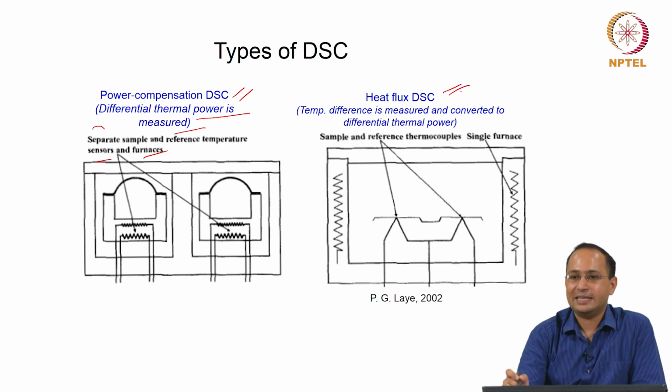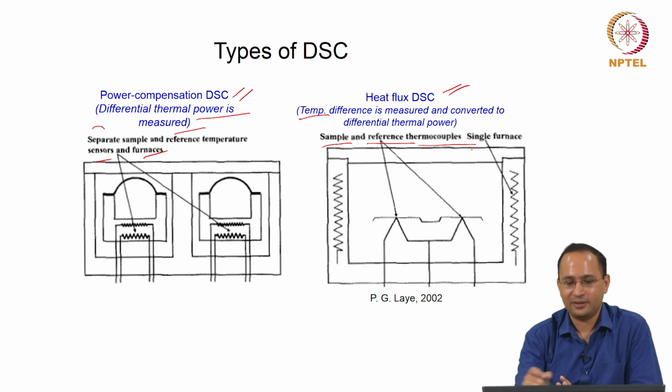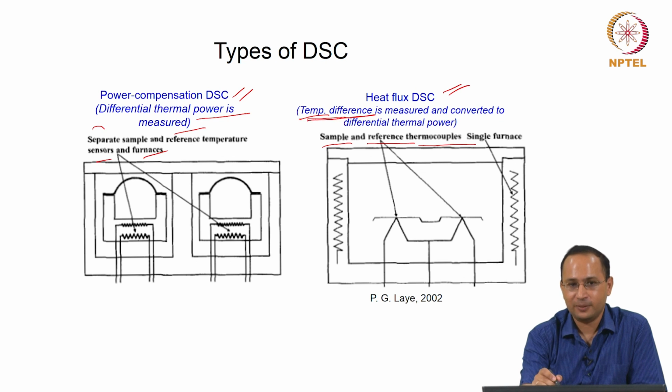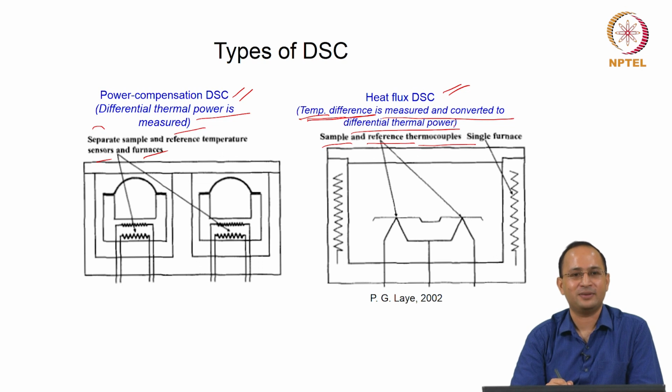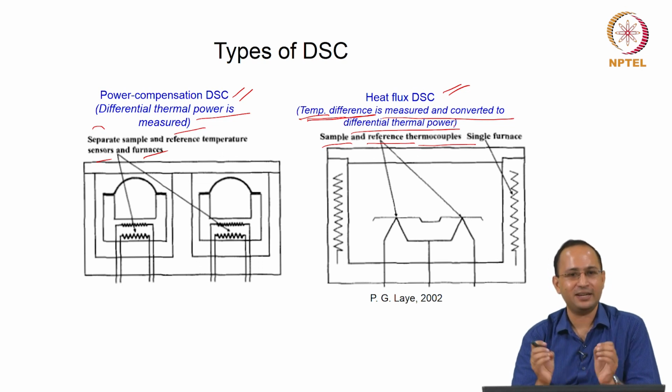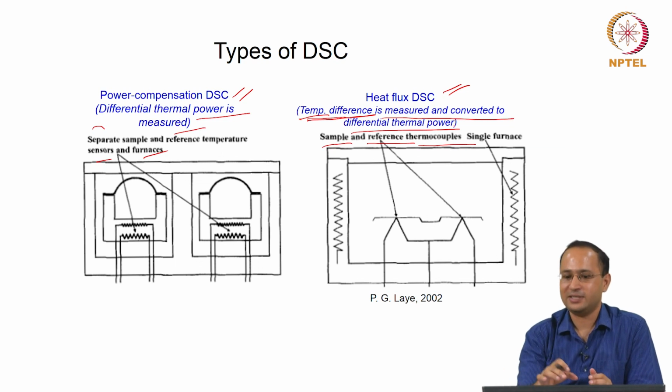In the heat flux DSC, sample and reference are put together in the same furnace, they are not separate. And we are measuring the temperature difference, and then we are converting it into thermal power. See, eventually in DSC you are interested in measuring the thermal power. So, in this case we are measuring differential temperature and then converting it to differential thermal power. In power compensated DSC we are directly measuring the thermal power.